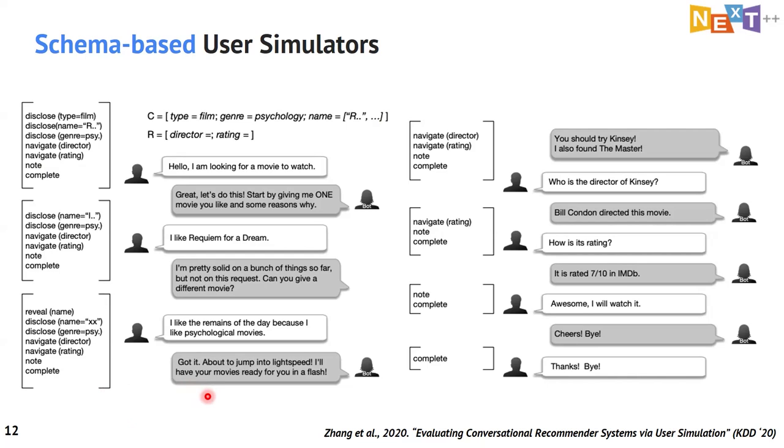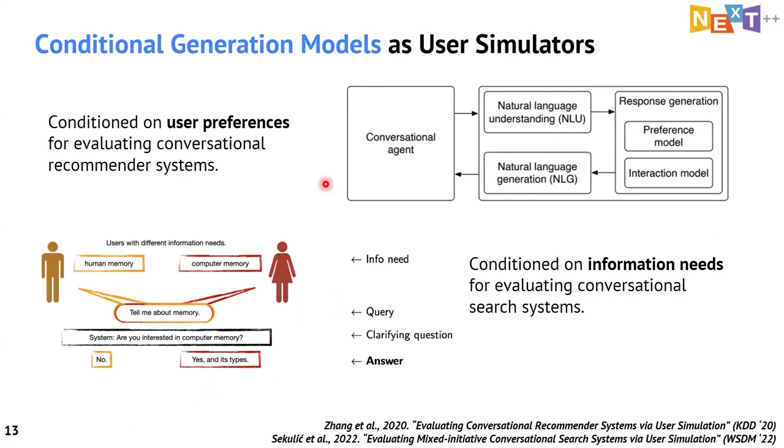For example, open domain conversation or general conversational information seeking, because it is difficult to formalize a predefined agenda or schema for those more open domain or general applications. In recent years, thanks to the growing generation capabilities of language models, more and more studies investigate conditional generation models for user simulation. For example, in conversational recommender systems, the simulated responses are typically conditioned on the user preferences, while in conversational information seeking systems, the user's information needs are typically adopted for the conditional generation.